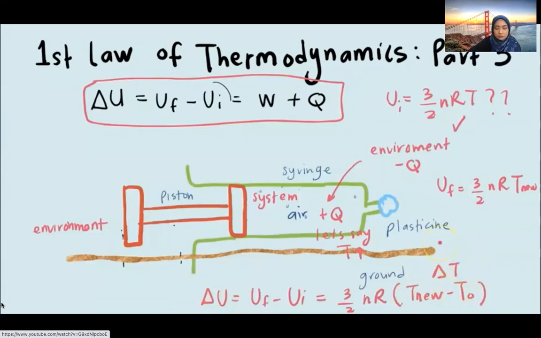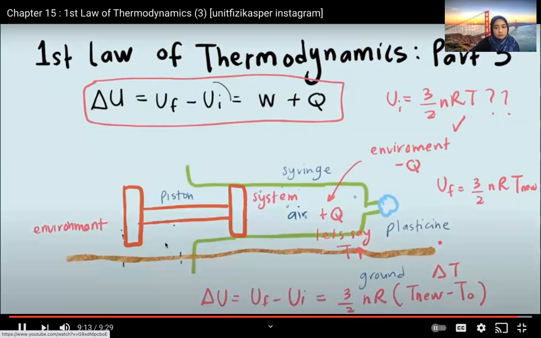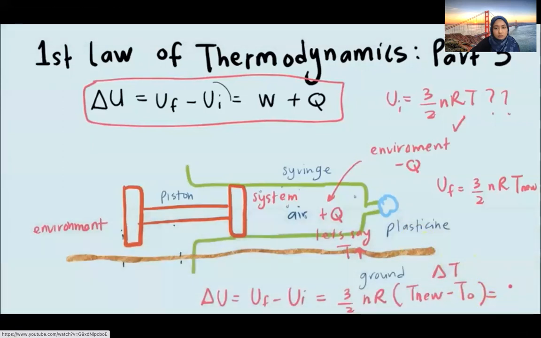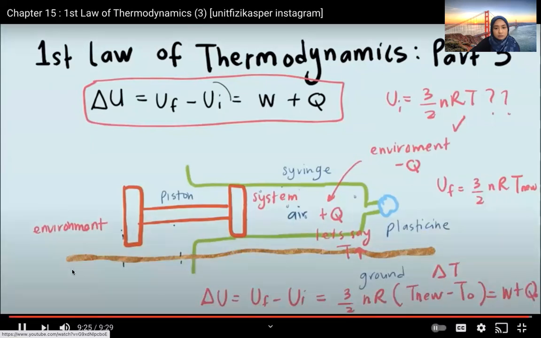And we will see the change in internal energy can be due to various parameters such as pressure, such as volume, and we will learn that in the next part. Okay, so here I want you guys to understand that we can quantify this change in internal energy by this equation. Okay, so I hope that's clear. I'll see you in the next part.